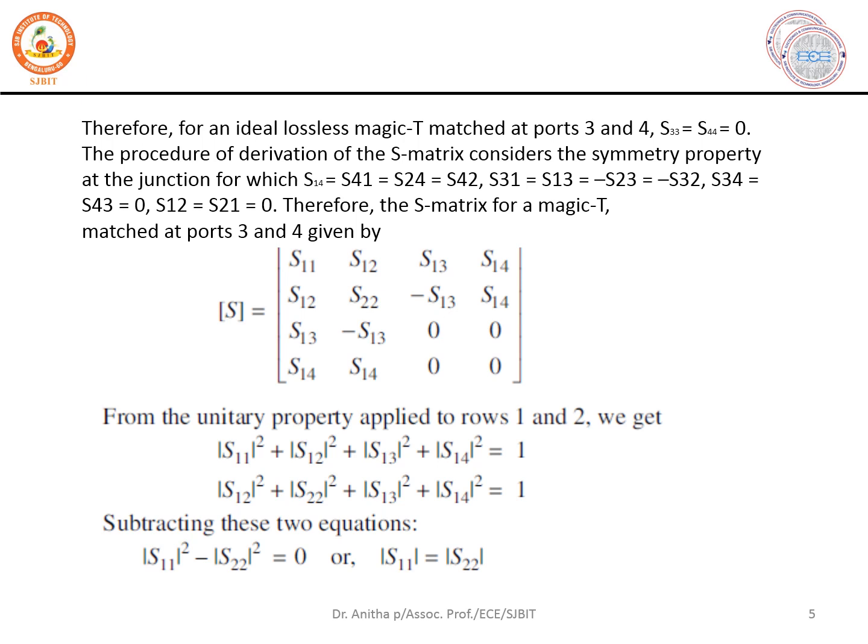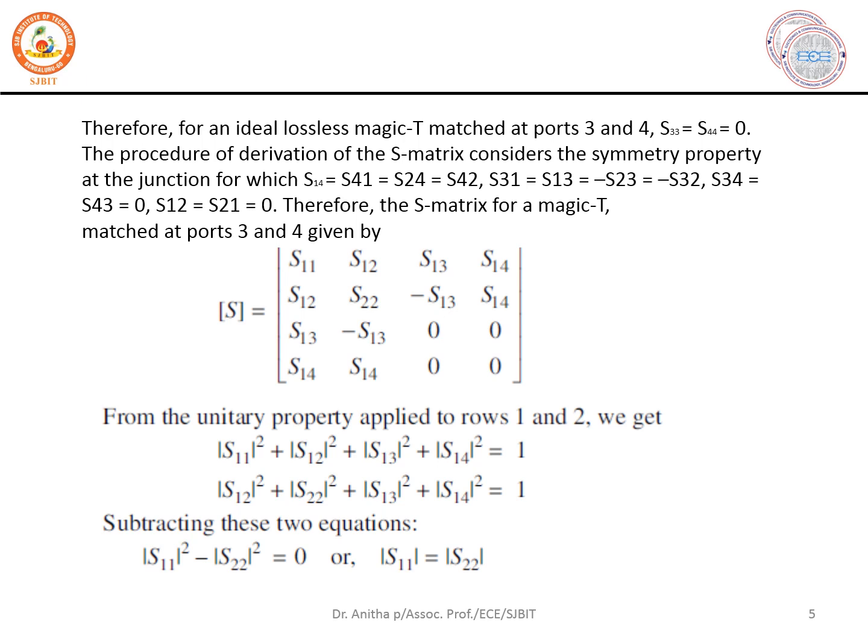With respect to the symmetry property, you can observe S41 equals S14, which is equal to S24. The reason is with respect to the H arm. If I give input at port 4, equal power division occurs at ports 1 and 2. So S14 equals S42. Similarly, S13 equals S31, which is equal to minus S23. This is with respect to the difference arm, that is, the E arm.